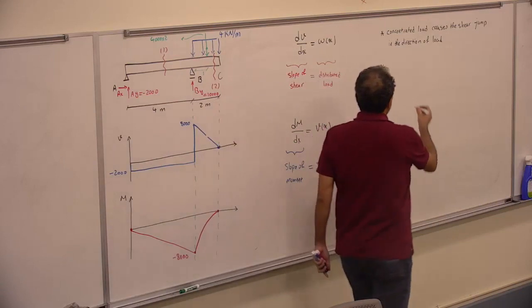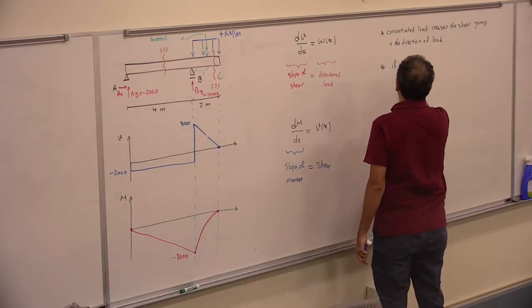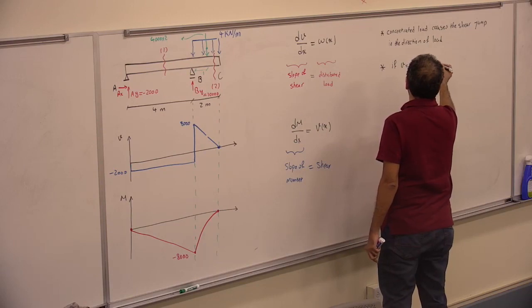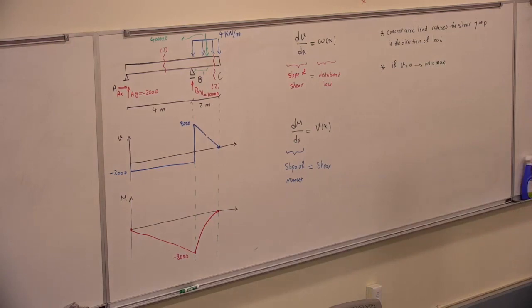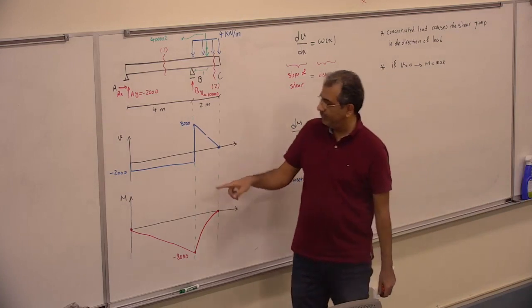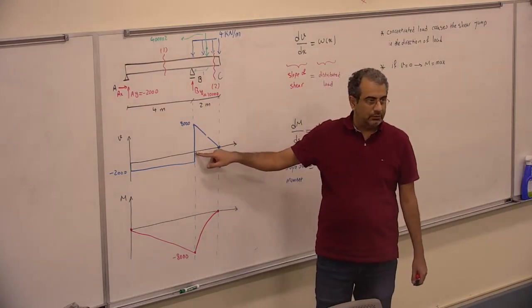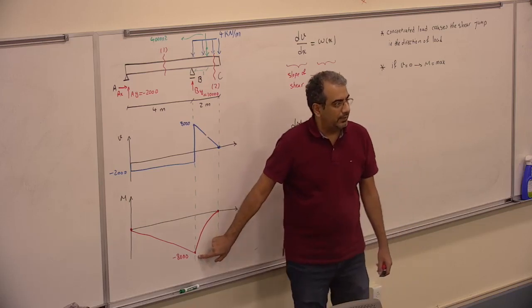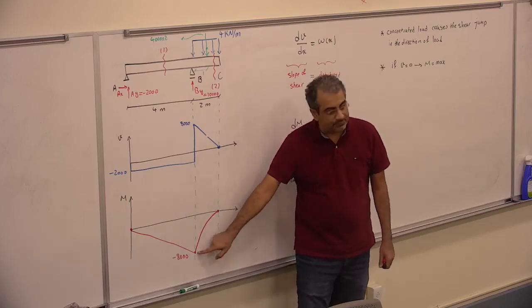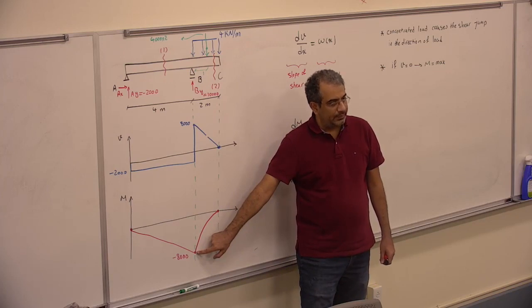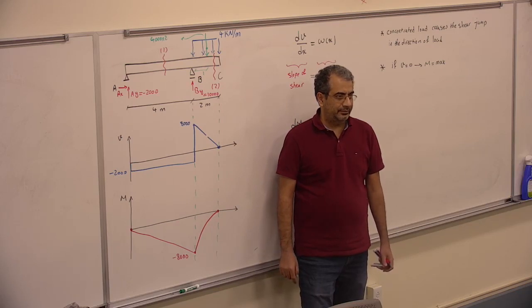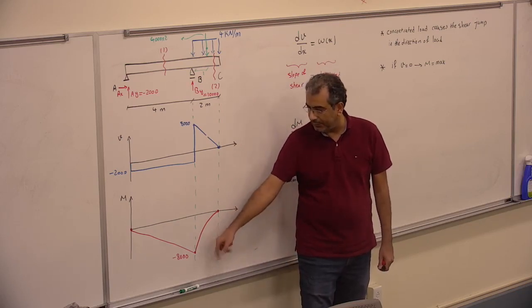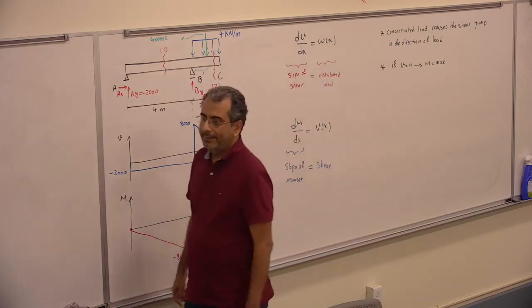Any point that the shear is 0, if V is 0, M would be max or min. So, look at here. It goes through the 0, because the moment becomes max. Or other way around. If the M is max or min, the shear should be 0 there. So anytime that you're going to have the maximum M, you have to look for the 0 shear in your graph.